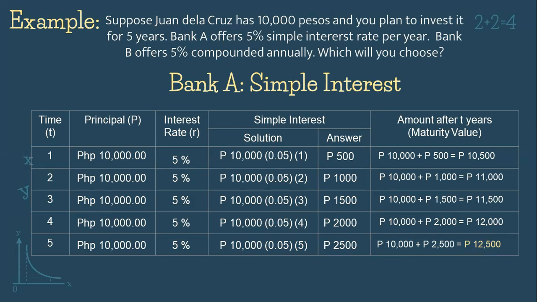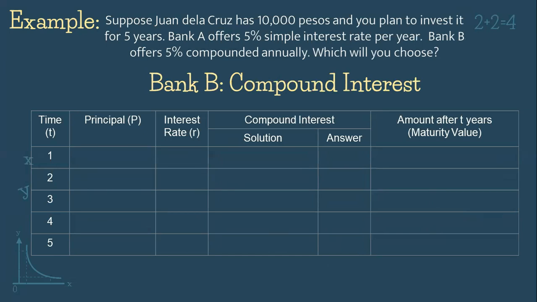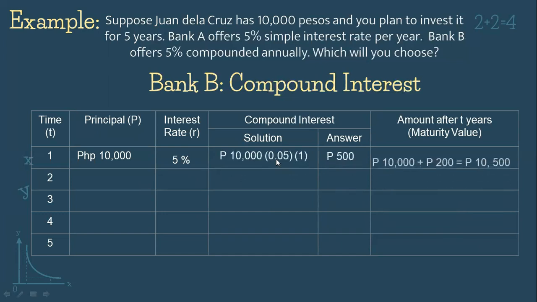Ngayon, tignan naman po natin si Bank B. Si Bank B naman po, still, we have 10,000 pesos as our principal, pero nakalagay po kasi diba dito sa situation, offers 5% compounded annually. Ibig sabihin po, si 5% po natin, katulad po ni simple interest, sa unang year ay magkakaroon ng 500 pesos. So that will give us 10,500.